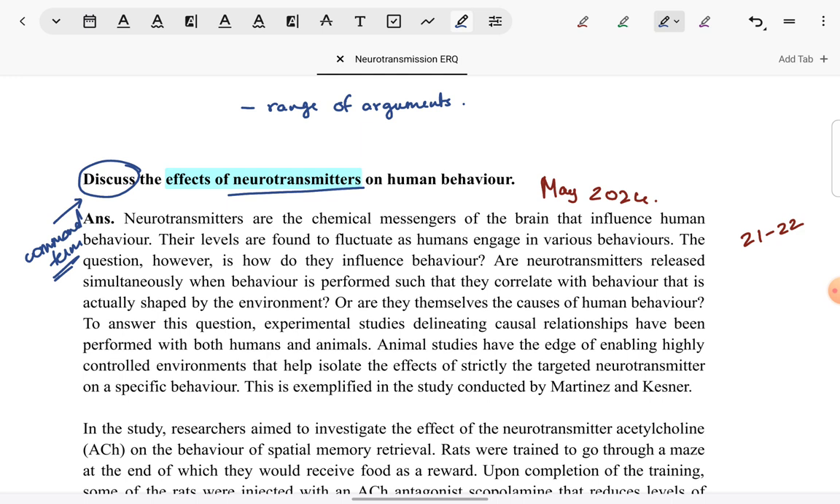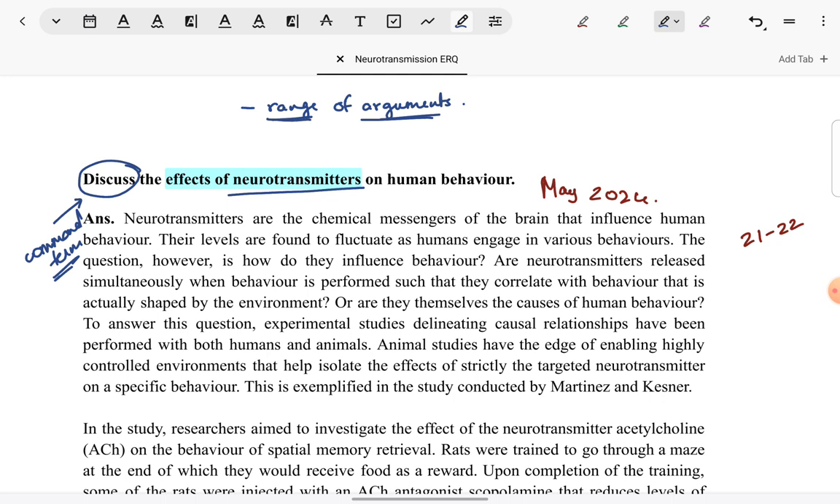and it will never bring you to the highest mark band. You cannot have a fixed structure on how to deal with every answer. What you should be preparing when you're preparing your answer for a discuss ERQ is what arguments you want to give. Your answer must have arguments, and it must have a range of arguments, so you can't give a single one.